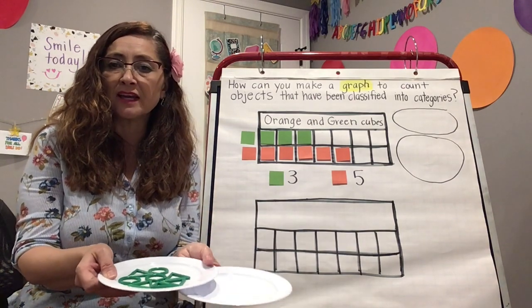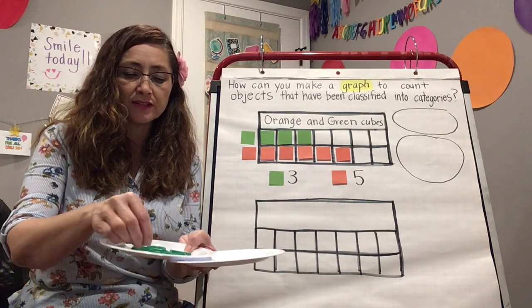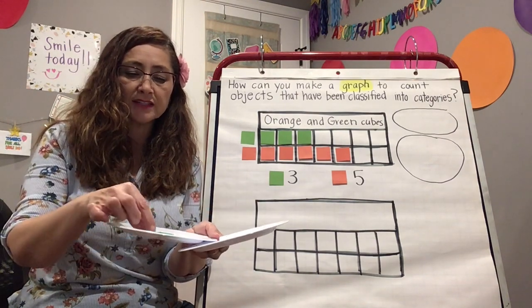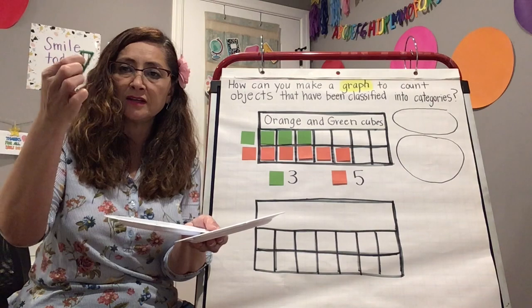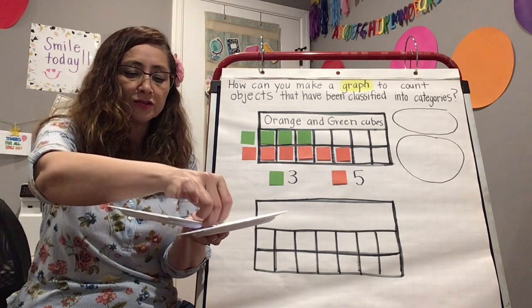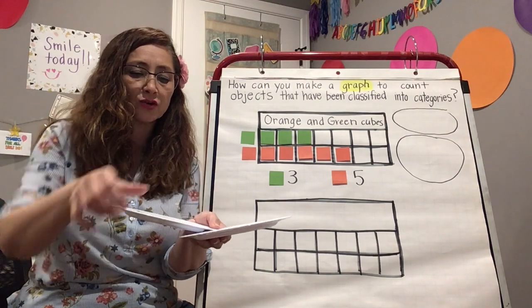Look at the shapes again. That's right. One is going to be our circles, circle category, and our other one is going to be our what? Triangle. Good. Okay, so I'm going to go ahead and sort them.